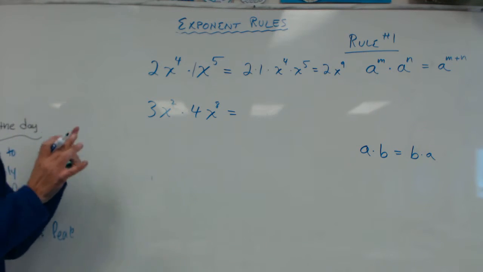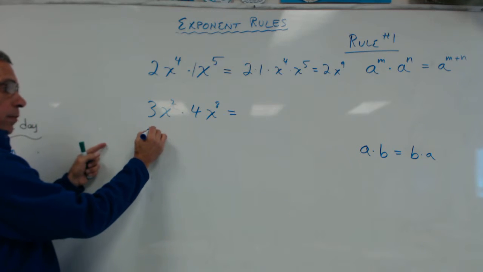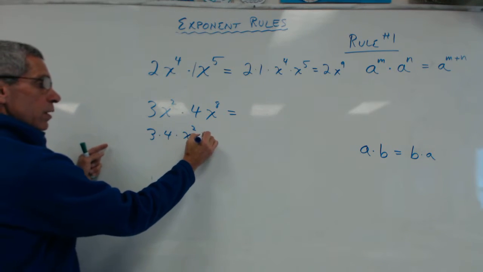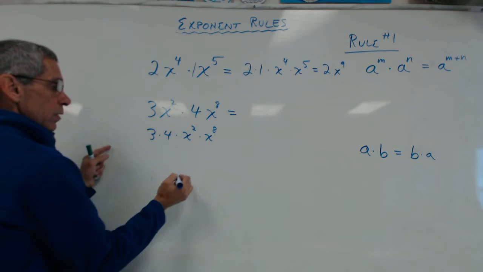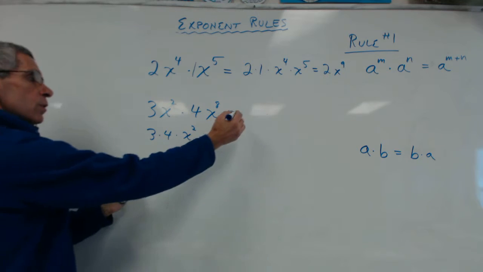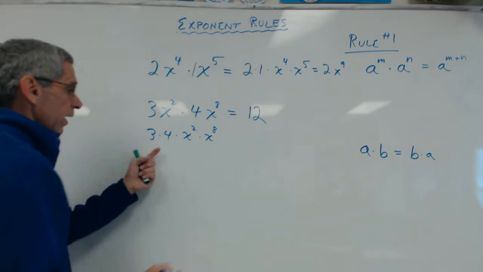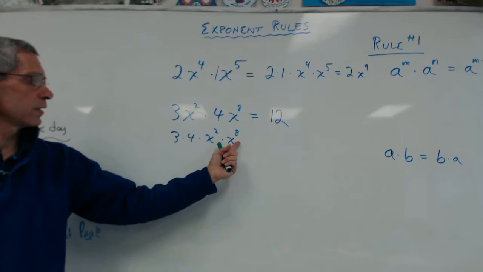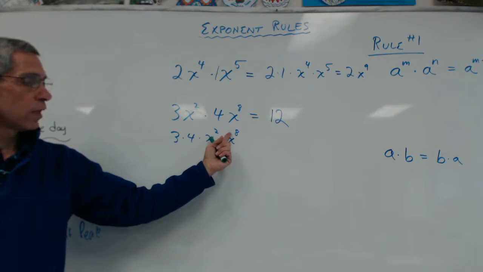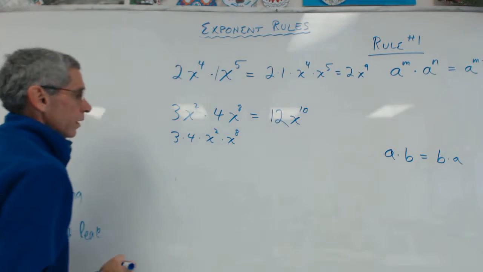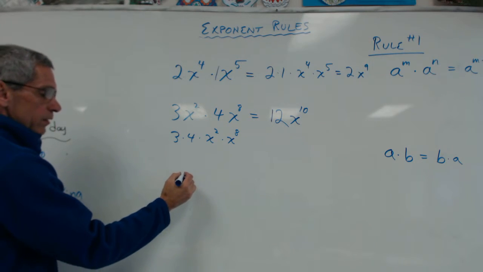I'm now going to think of this problem in my brain: 3 times 4 times x squared times x to the 8th. That's what I'm going to be doing. So 3 times 4 is 12. Okay, x squared times x to the 8th is x to the 2 plus 8, x to the 10. You got it? Does this make sense?